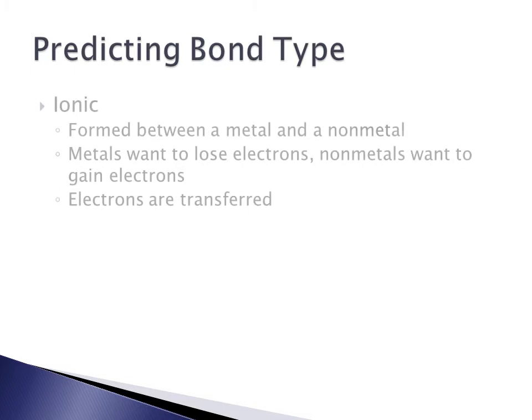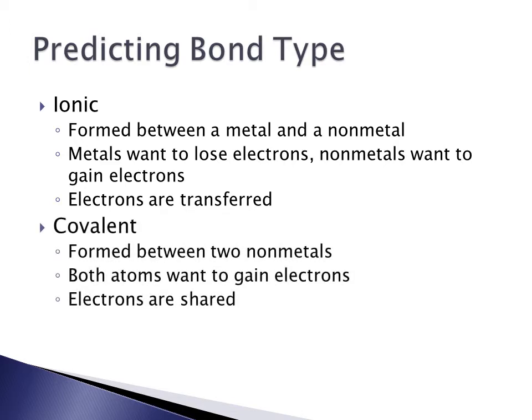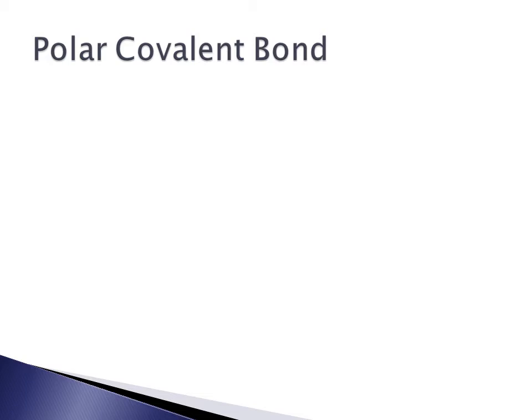In order to predict bond type, we had already learned that ionic bonds form when one wants to lose and one wants to gain. So metals want to lose electrons and nonmetals want to gain electrons, and that results in that transfer of electrons. Covalent bonds happen when both elements want to gain electrons. And so because it's nonmetals that would like to gain, we know that covalent bonds are formed between two nonmetals. And in that case, electrons would be shared.